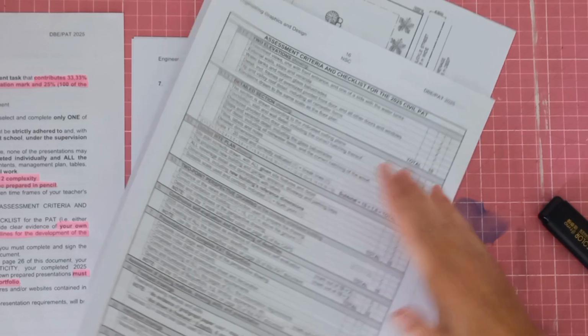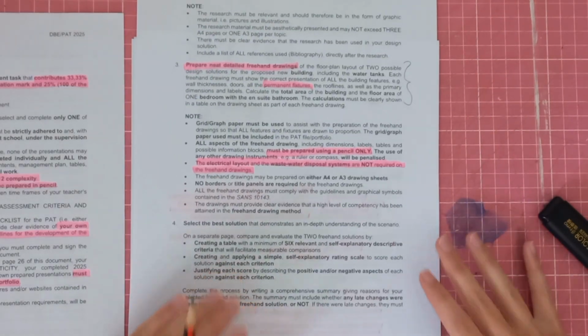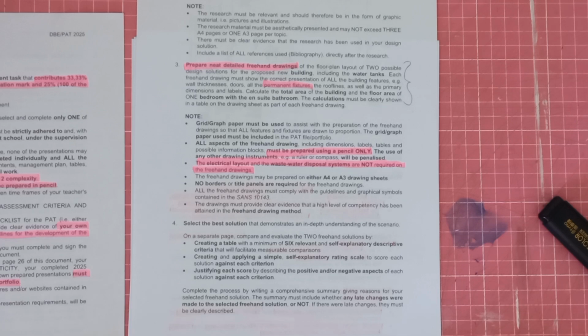That will help you, okay, to determine what is expected of you. All right. Then it says the freehand drawings may be prepared on either A4 or A3 drawing sheets. No borders or title panels are required for the freehand drawings. All the freehand drawings must comply with the guidelines and graphical symbols contained in the SANS 10143. The drawings must provide clear evidence that a high level of competency has been attained in the freehand drawing method.